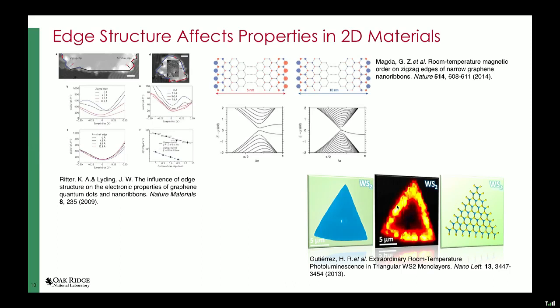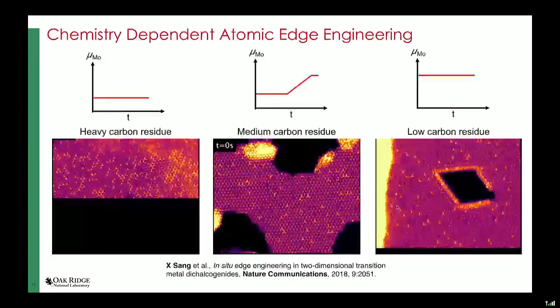In the materials that we're studying, these transition metal dichalcogenides, if you engineer the edge structure of these materials, you can significantly enhance their photoluminescence properties. This is shown really nicely in the schematic from the paper led out of Penn State University on the lower right-hand side.